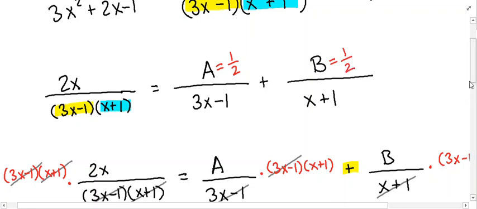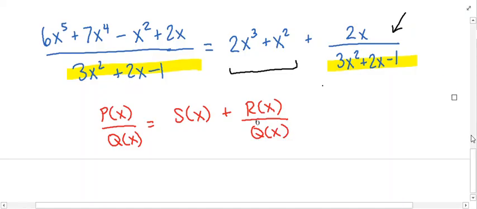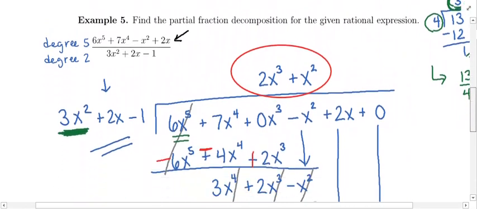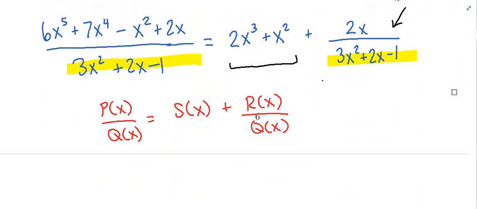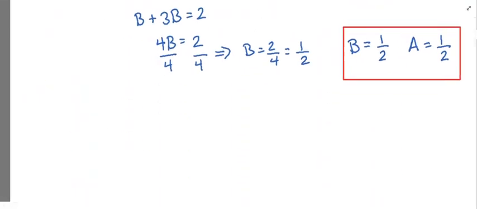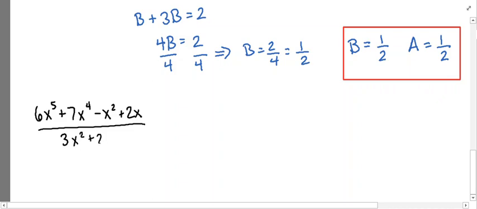Now remember, this was only part of the original fraction. So let's go back and write out this final answer. Make sure you don't miss any of the parts here. So let me go to this other page. Let me go below my work here and start writing this out. The original fraction that we were looking at is 6x to the 5th plus 7x to the 4th minus x cubed plus 2x all over 3x squared plus 2x minus 1. This is what we were trying to decompose.